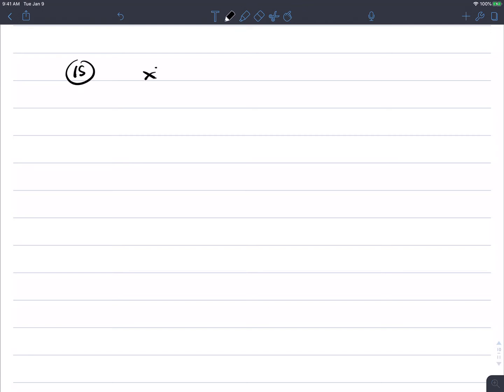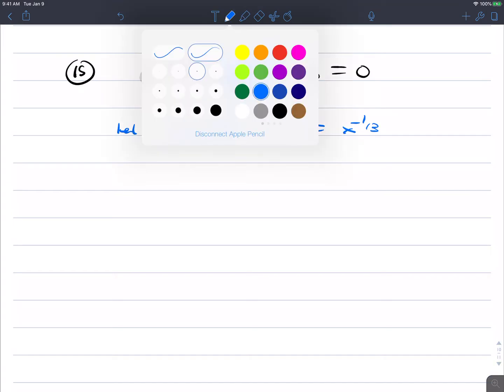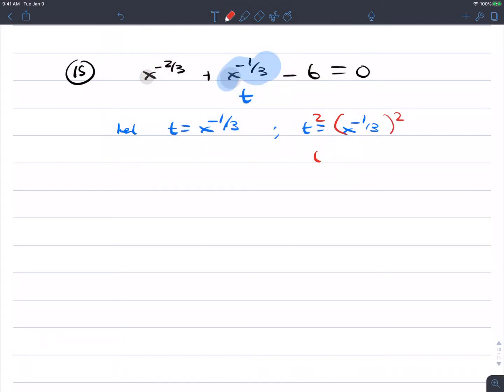Number 15. x to the minus 2/3 power plus x to the minus 1/3 power minus 6 is 0. So if you notice again, we have the same base there, x and x. This is going to be our t now. So we're going to let t be x to the minus 1/3 power. And if that's the case, notice that when I square my t, raise it to the second power, I'll get t squared is x to the minus 2/3 power. Twice -1/3 gives us -2/3. So this is t squared.